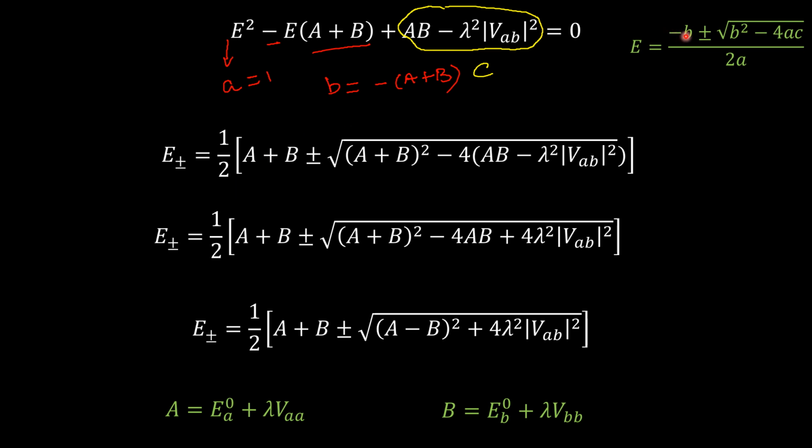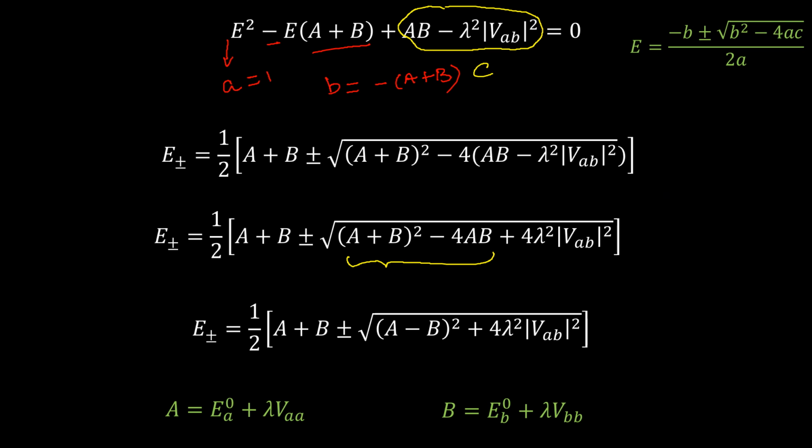And what is minus b? b is minus A plus B, so this will become plus A plus B. And the square root of b squared: b squared is A plus B whole square, minus 4ac. a is 1 and c is this parameter, that is AB minus lambda squared modulus VAB squared. Now you can simplify this. This can be rewritten as A plus B whole squared minus 4AB, minus of minus will become plus 4 lambda squared modulus VAB squared. Now you take this. You know very well that I can write here A plus B whole square.